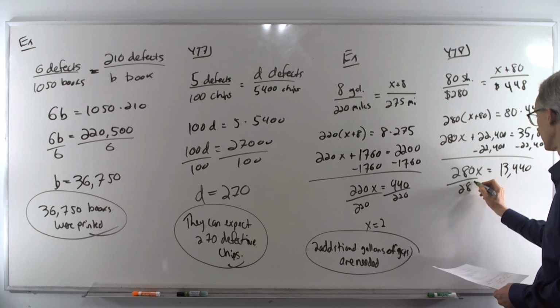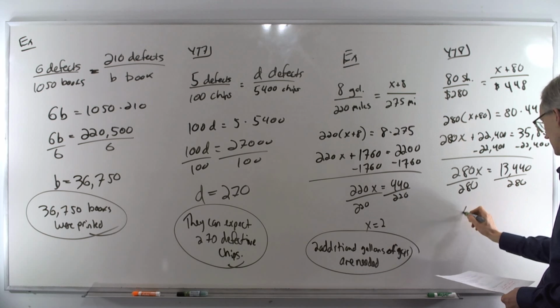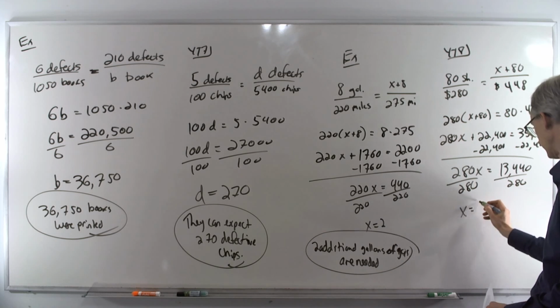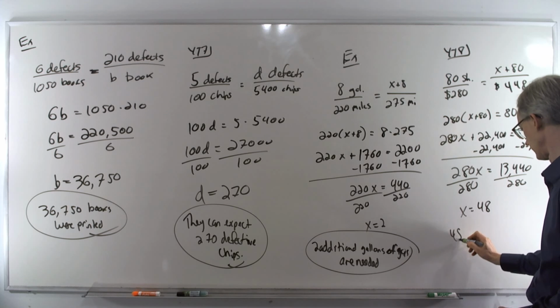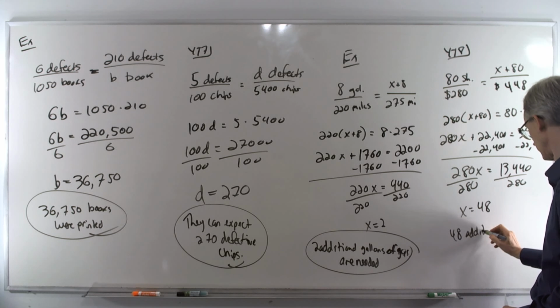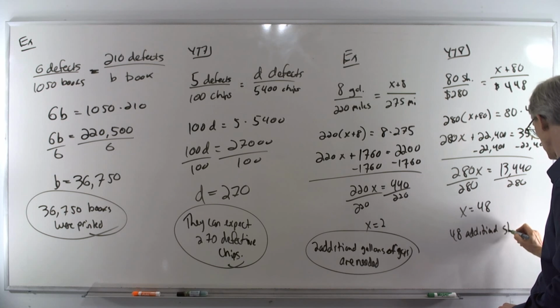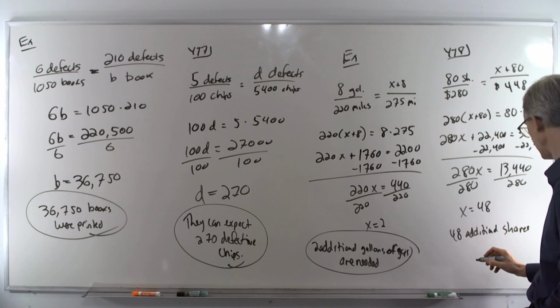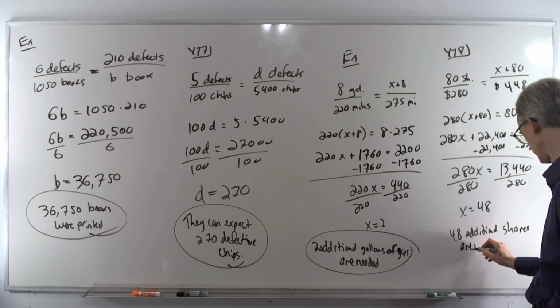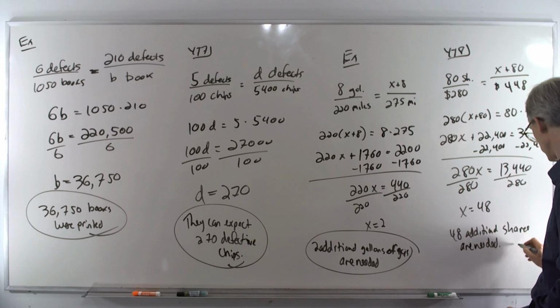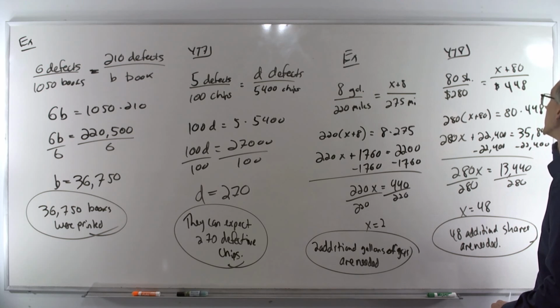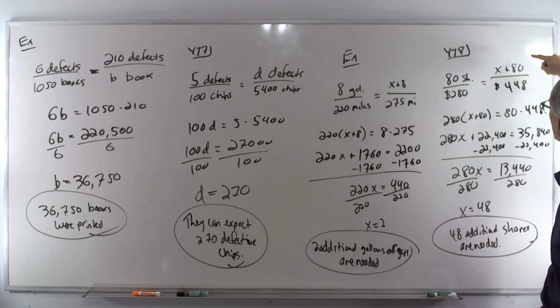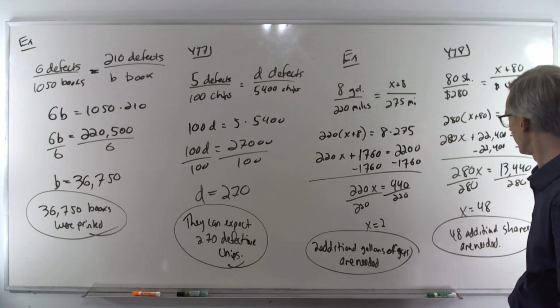Divide by 280 on each side, and x equals 48. So 48 additional shares are needed. If you add them to 80, that means we need 128 shares to get 448. So you should get the same value if we do 128 over 448 as you do 80 over 280.